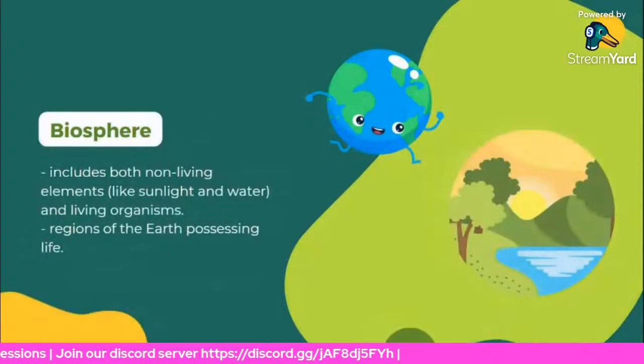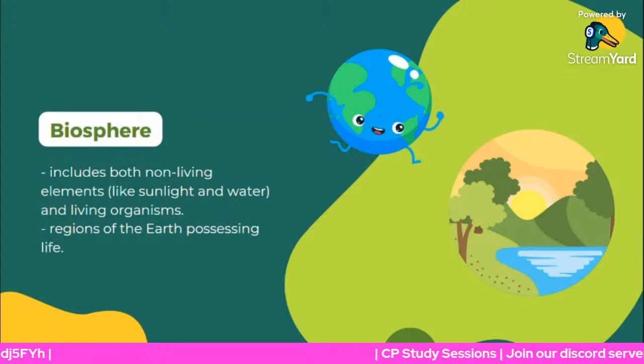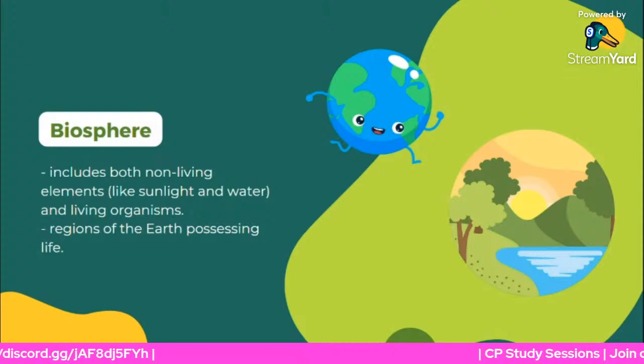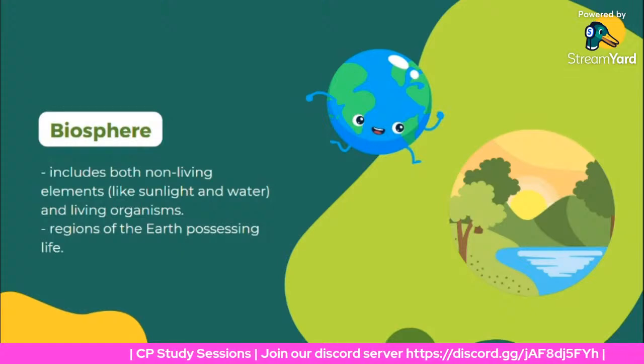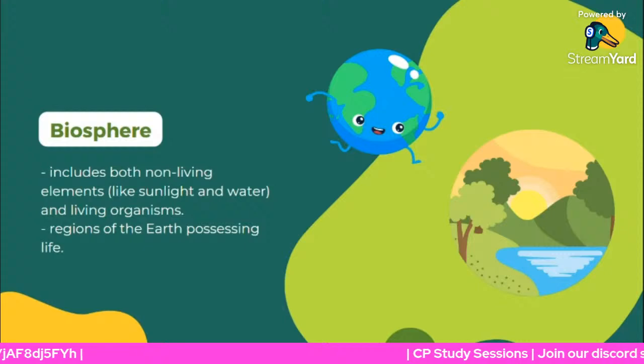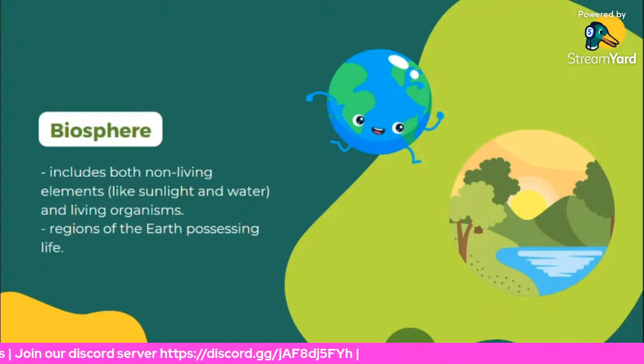Second to the last is the biosphere. Biosphere includes both non-living elements such as sunlight and water, and living organisms. Biosphere is a term that encompasses all the ecosystems on Earth. Biosphere refers to the areas or the regions of the Earth possessing life. It is one of the distinguishing features of the Earth from other planets. The biosphere is part of the Earth that includes all biological communities and their environment. It is part of the Earth where life exists or we exist.